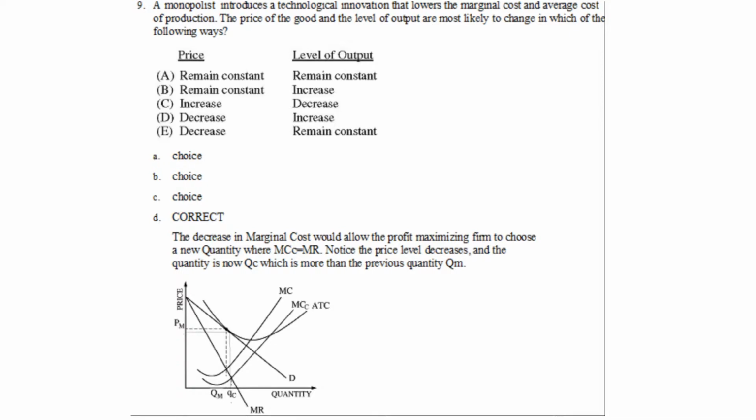The decrease in marginal cost would allow the profit maximizing firm to choose a new quantity where marginal cost C equals marginal revenue. Notice that the price level decreases and the quantity is now QC, which is more than the previous quantity QM. I'm looking at the diagram right here below. So there is a new marginal cost equal marginal revenue with a new quantity Q, lowercase c, and a smaller price. So that's the answer. It's D.